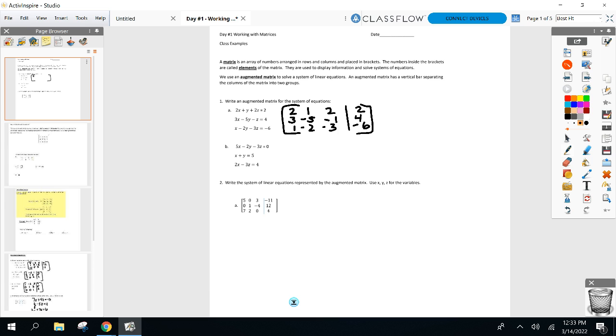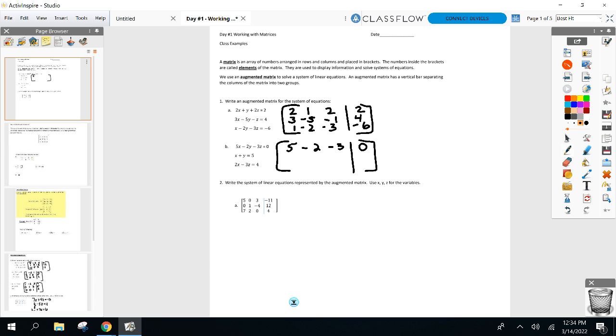All right, next one. Now, a couple different things happen on this one. What's my first row going to look like? 5, -2, -3. Now, I know that's equal to 0. You just can't leave it blank. You got to put a 0 in there. So there's the first equation.